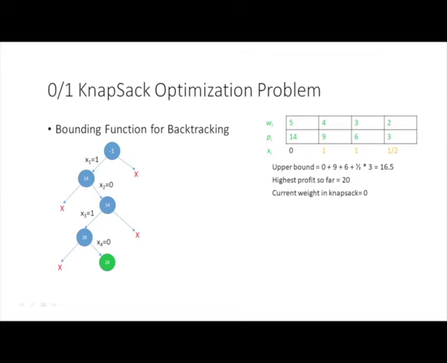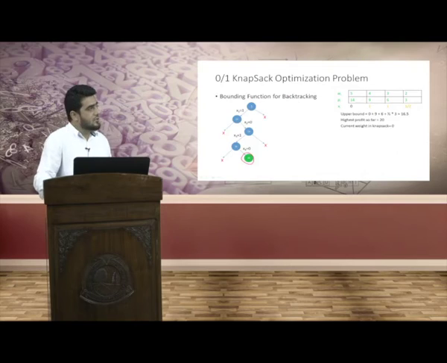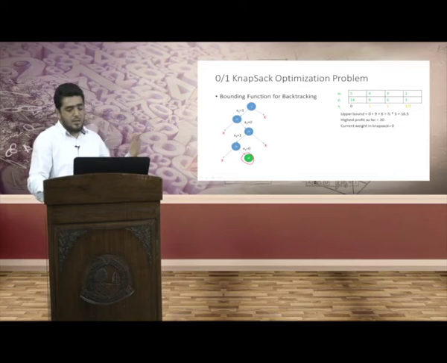As you can see, we have already found our solution. We have exhausted all the paths, and we have found our solution, which was 20, which is the highest profit that is obtained. And the solution vector is x1 is equal to 1, x2 is equal to 0, x3 is equal to 1, and x4 is equal to 0, and we can display that.